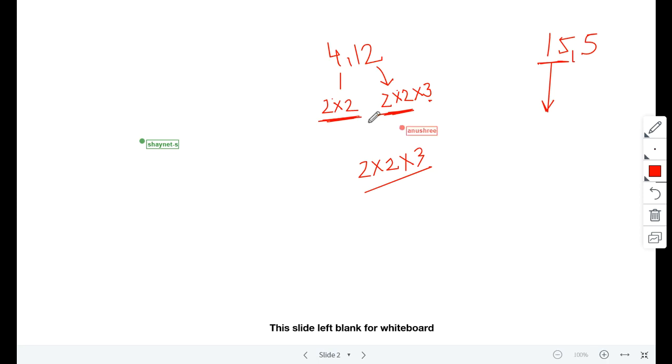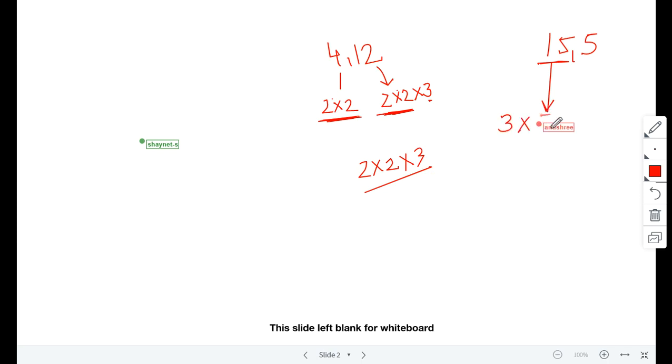Tell me the prime factors. Just like when you multiply 2 and 2, you'll get 4, in the same manner, how do you get the factors of 15? What are the factors of 15? 3 and 5, that's it. When you multiply 3 and 5, you'll get 15.